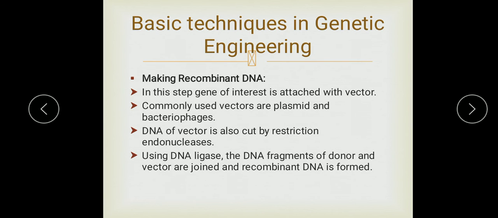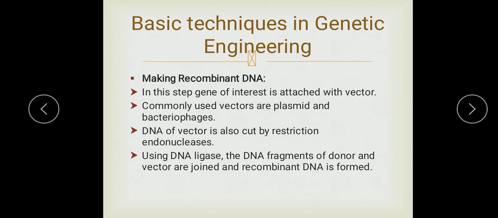Now in the next step, we will form a recombinant DNA. As we have discussed earlier, recombinant DNA is a type of DNA which has genes from two different sources. How are we going to form a recombinant DNA? For the recombinant DNA, the gene of interest is attached to a vector, a vehicle which can carry the gene of interest to a host cell. The commonly used vectors, as we have discussed, are plasmids and bacteriophages.